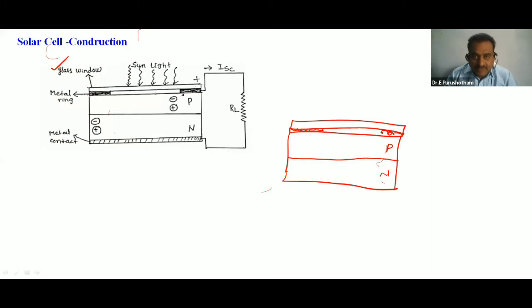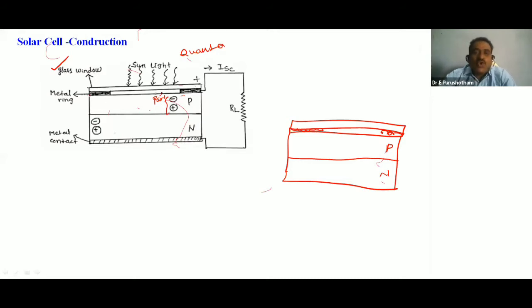So the PN junction diode is placed in a glass box. The top surface and bottom surface are connected to metal rings. On the top surface, a glass window is arranged. Through this glass window, the sunlight is allowed to fall on the PN junction, a very small thin layer. Due to this thin layer, the light rays, that is quanta or light photons, collide with the electrons at the junction. So it generates electron hole pairs.